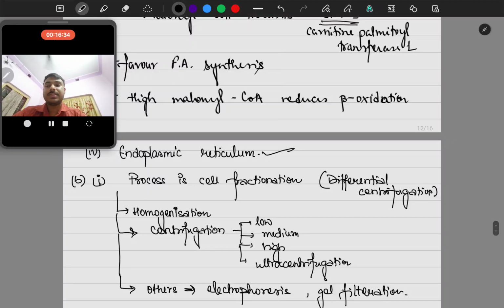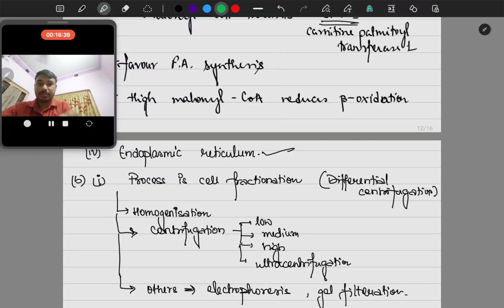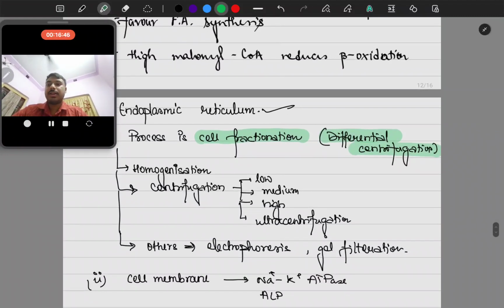The process is called cell fractionation, or it is also called differential centrifugation. Here the main step is homogenization. In homogenization, the cell membrane is broken down and a homogeneous mixture of the cell is formed. It is not that the cell membrane is intact with the cytosol, nucleus and other cell organelles present; they are disintegrated.